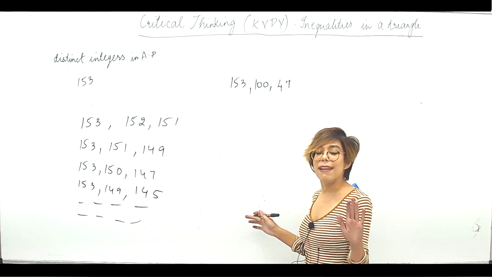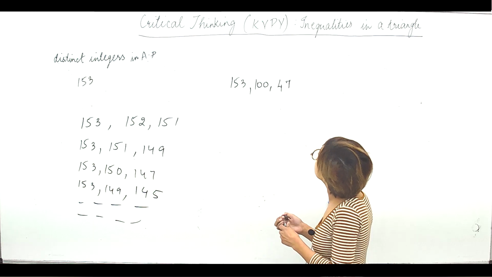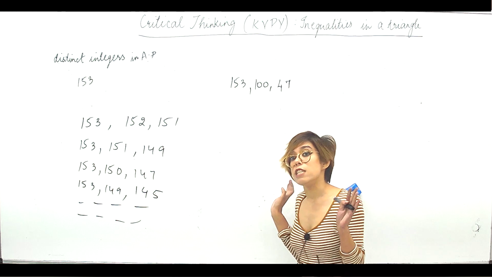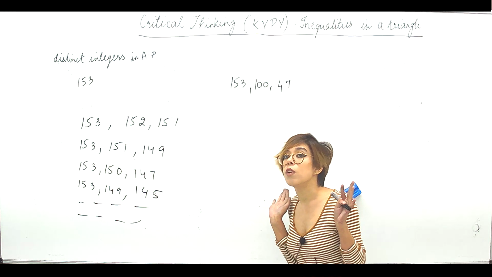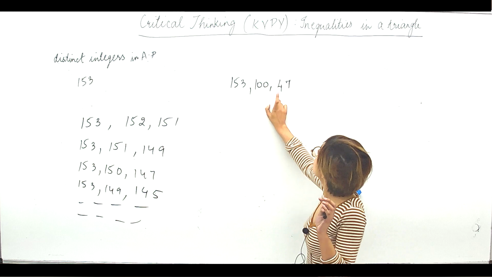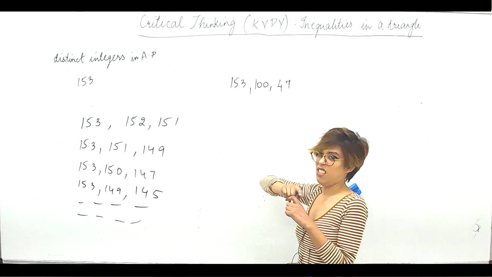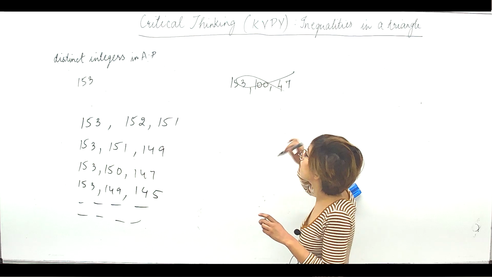I'm checking mentally. Okay. Right. अब check करें. Do you think I can have this triangle? You have 3 lengths. You need to check whether it will form a triangle or not. So check. 100 plus 47. Is it greater than 153? It is 1. So that means this will not form a triangle.